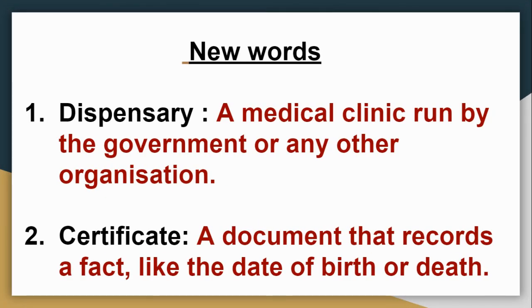Now, let us learn the new words which are used in today's video. First, dispensary. A medical clinic run by the government or any other organization. Second, certificate. A document that records a fact like the date of birth or death.